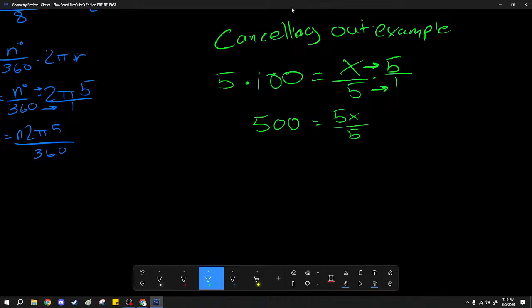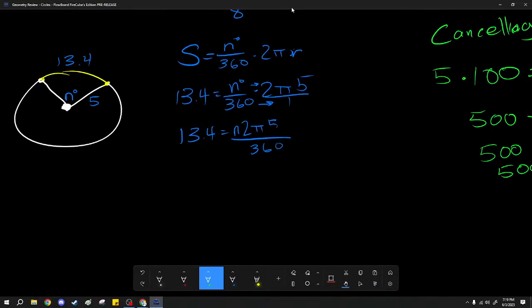So 5 divided by 5 actually becomes 1, so 500 equals 1 times x. Any number times 1 is just that number. 1 times 1 billion is 1 billion. 1 times negative 230 is negative 230. So 1 times x is x. All of this that I just did is extra steps to show you how canceling works. You don't ever really need to do that. I will show you how it's normally written.